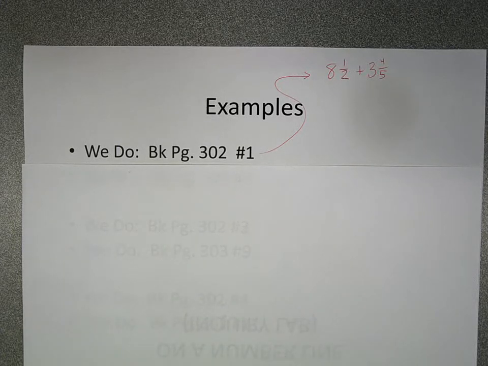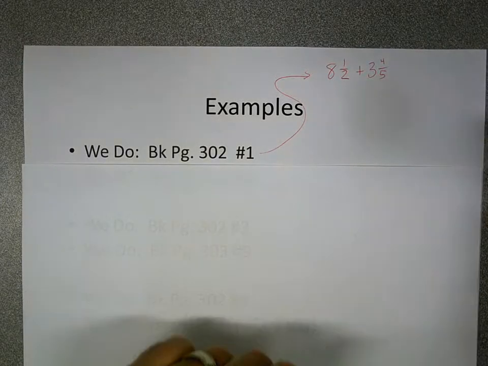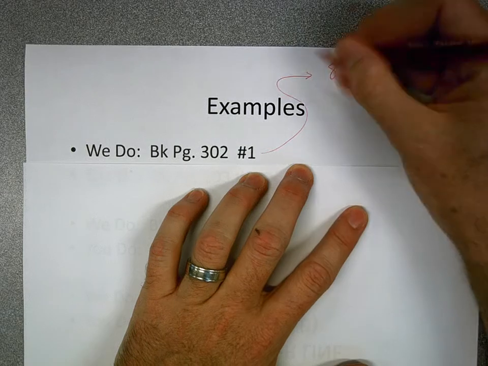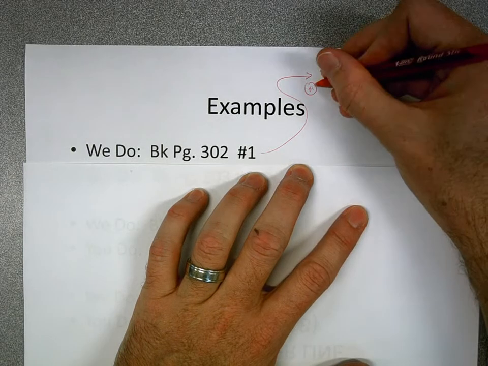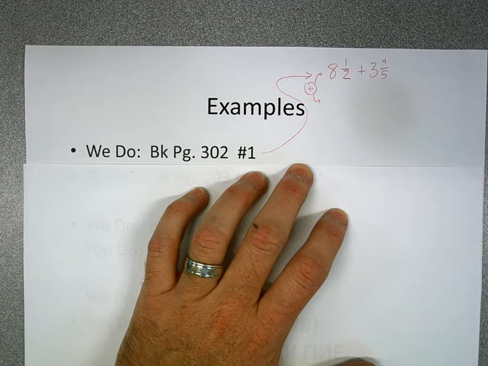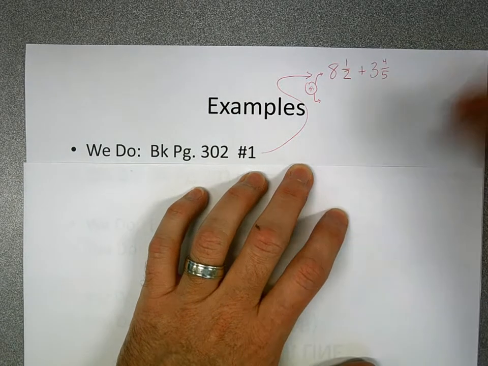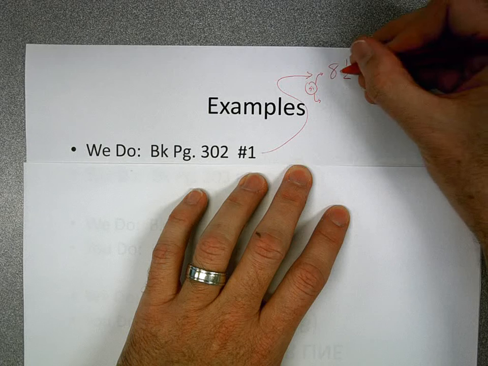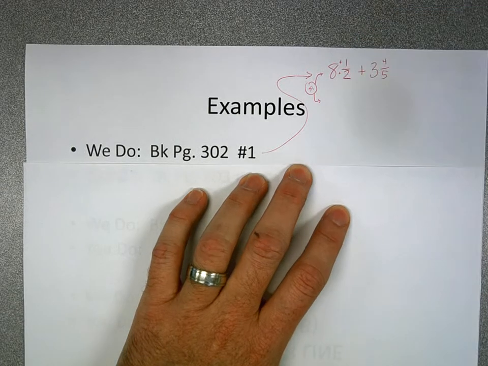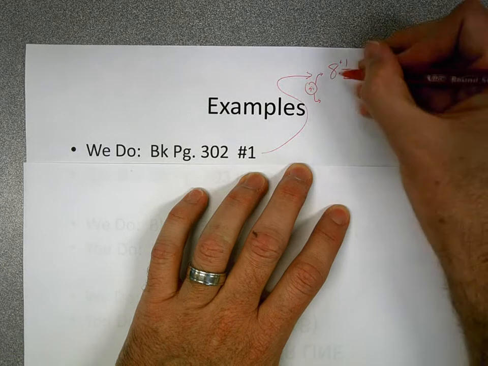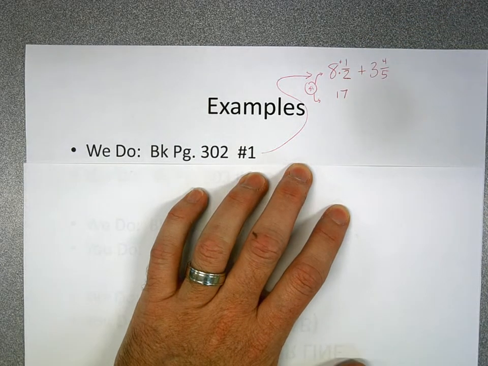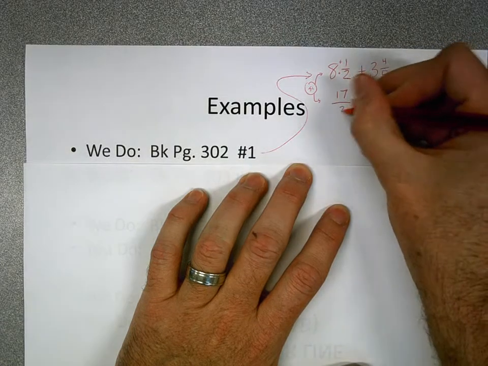Okay, so here's what we're going to do. 8 1/2 plus 3 1/5. Now, on this particular problem, step 1, we are going to convert this to an improper fraction. If it's been a little while since you've seen this, remember you take the denominator and multiply it with the whole number, so 2 times 8 is 16, and plus 1, we add the numerator, so 16 plus 1 is 17. That gives us our new numerator. The denominator stays the same.